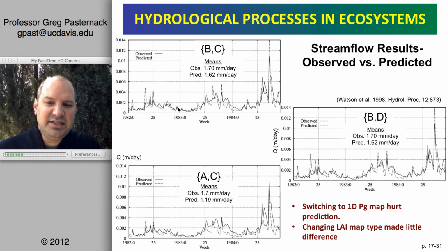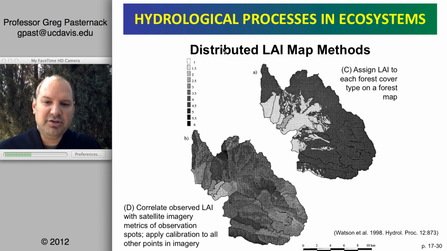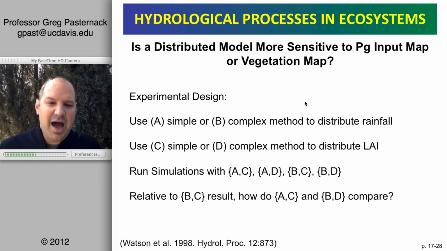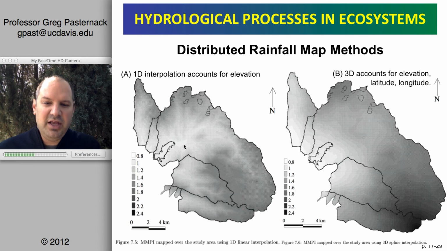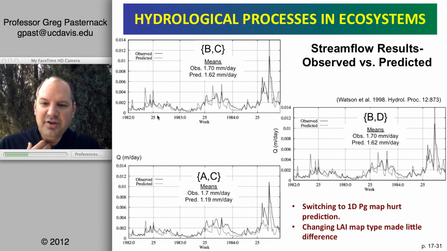On the x-axis is time, the y-axis is an amount of flow. This is for the BC scenario, so that's the scenario with complex rainfall, simple leaf area index. And then there are 2 lines. The solid line is the observed flow, and the dashed line is the predicted flow. And this is where just visually you can look and say, do the wiggles look like they're matching?